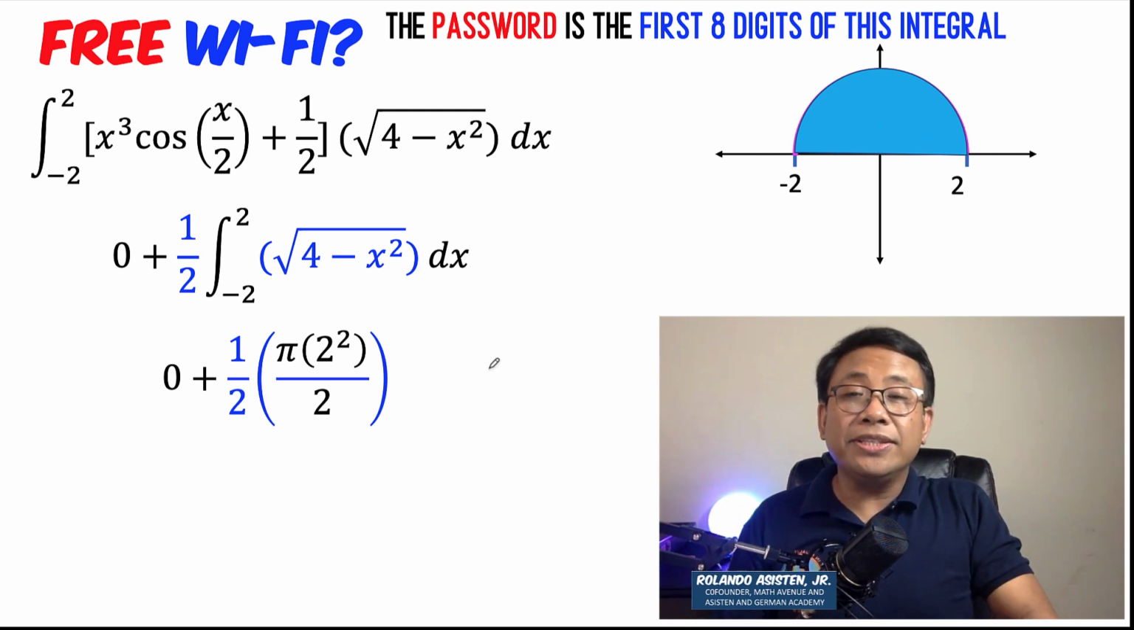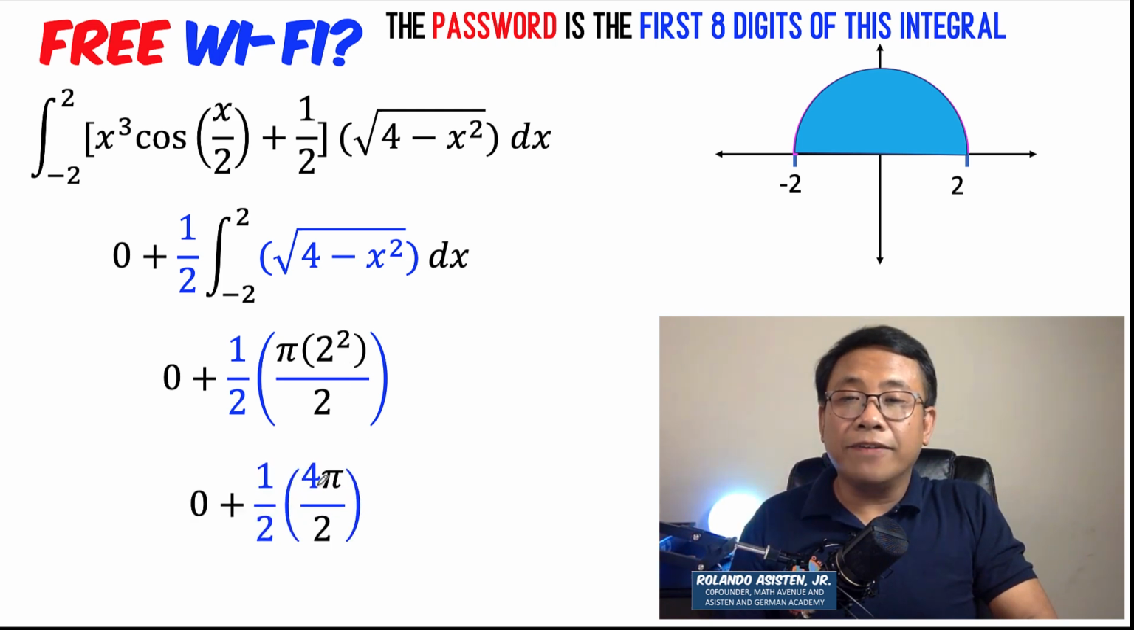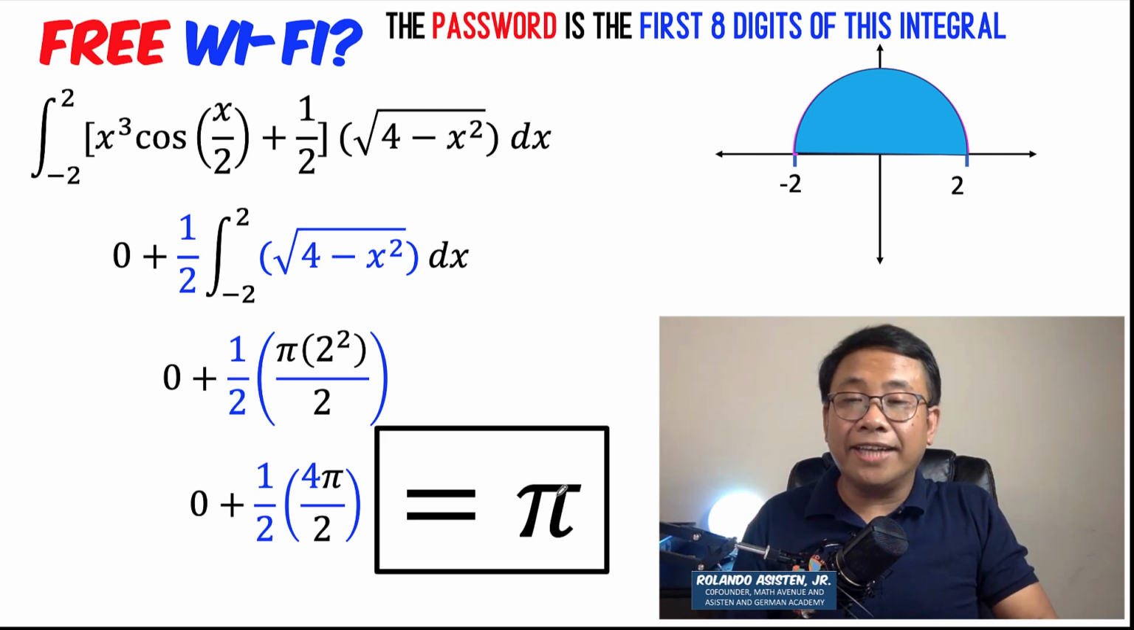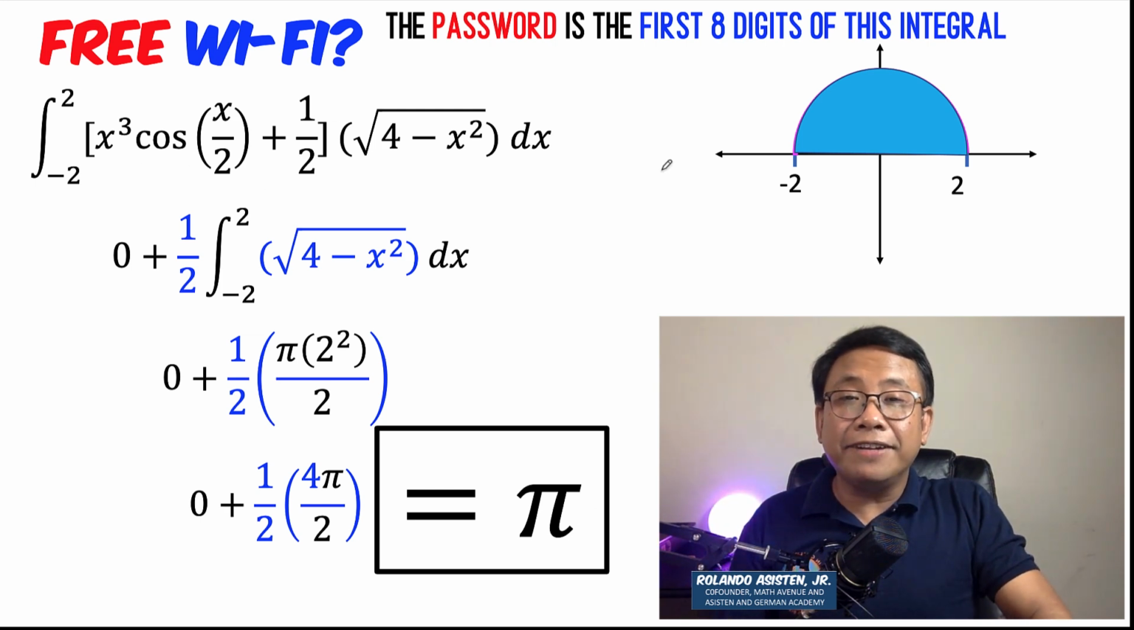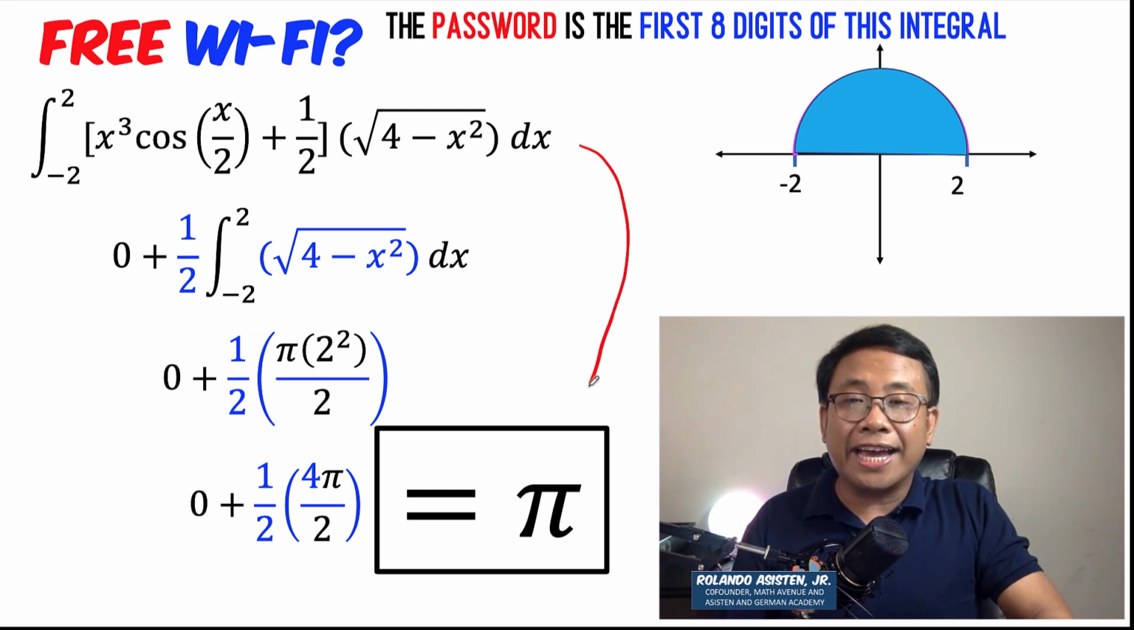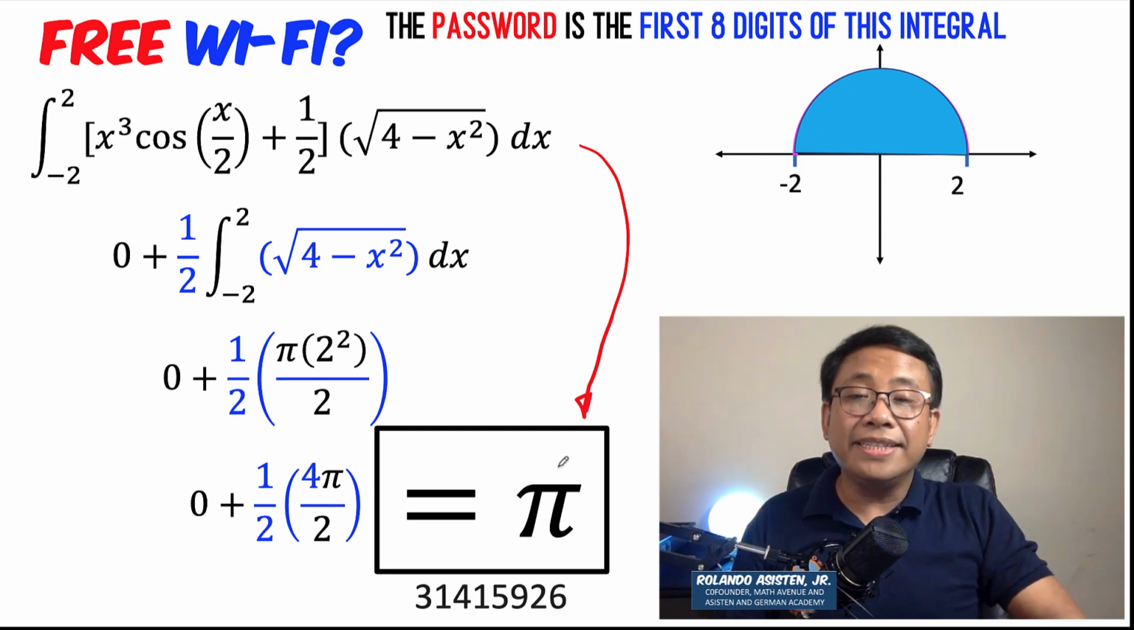But here our radius is 2, so change r by 2, and 2 squared is 4, so we have 4 pi over 2 times 1/2, and that is simplified to 4 pi over 4, or simply pi. And therefore, the value of this definite integral is actually pi, and this is now our solution to this integral puzzle.